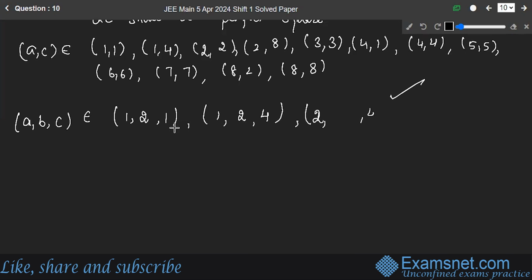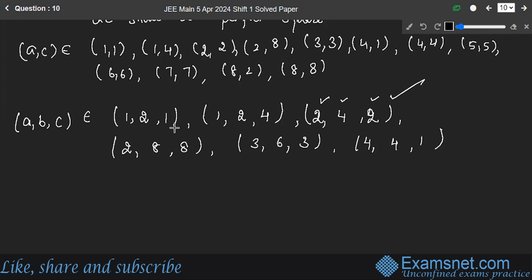When A is 2, C is 2, then B will be equal to 2. Next, when A is 8, C is 8, then B will also be equal to 8. When A is 3, C is 3, B will be equal to 6. When A is 4, C is 4, B will be equal to 4. And next, 4A, 4C, 8 will be B. 4A, 4C, in that case, 8 will be your B.